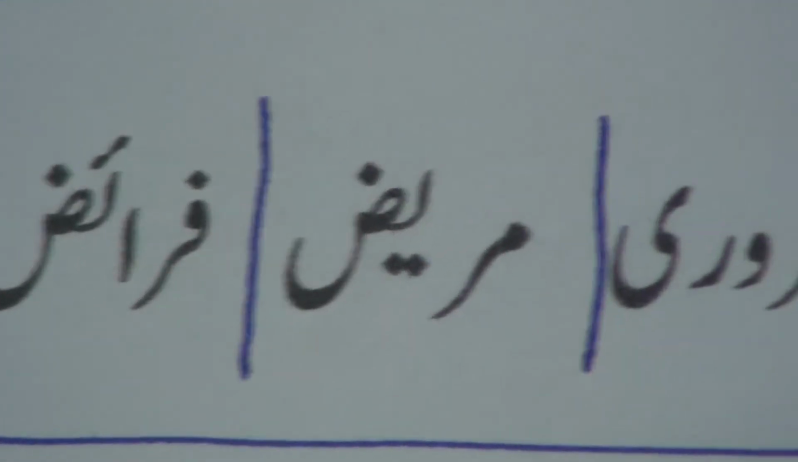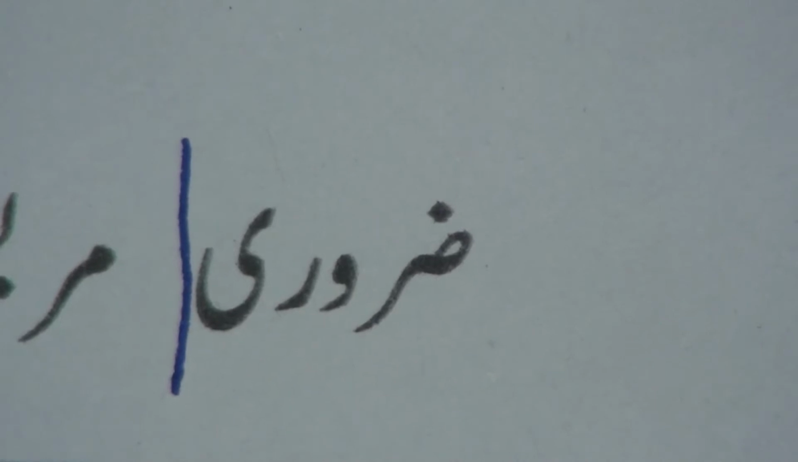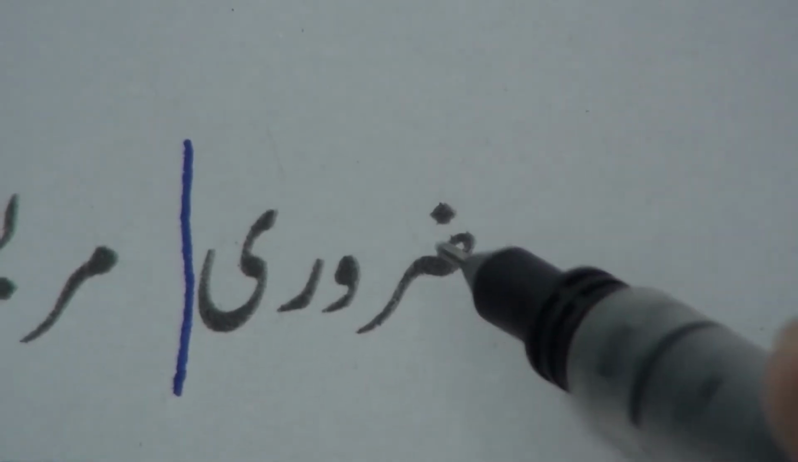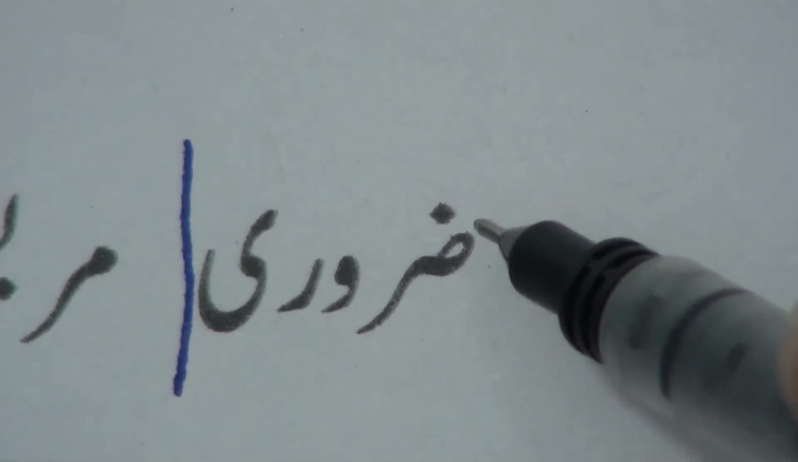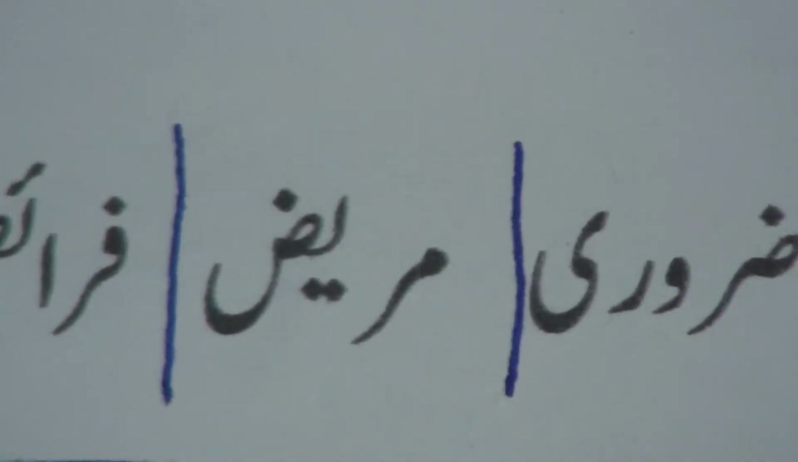And after Swarth comes the letter Zwarte. Its shape remains the same as in case of Swarth. Here is the word Zururi. This is Zwarte. Zwart, Re, Vav, Re, Chodiye. Zururi.